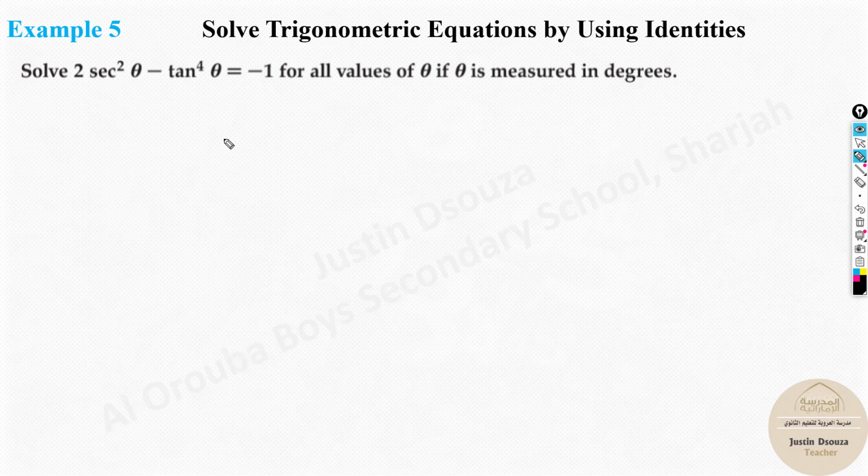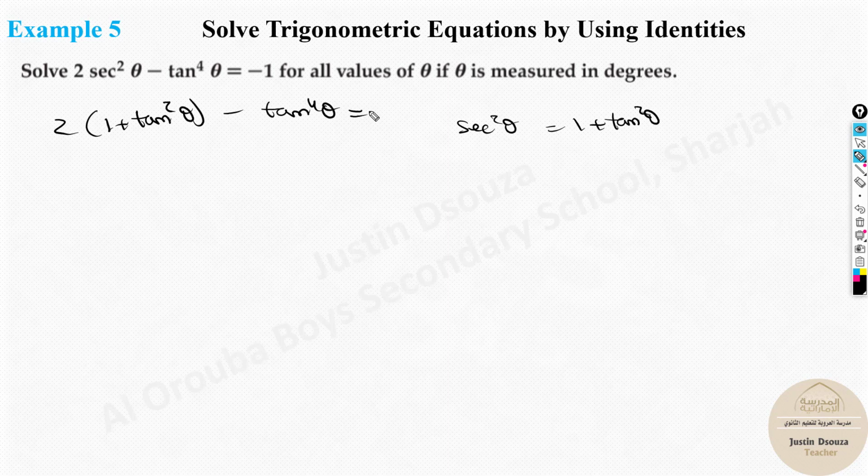Here we have another tricky sort of problem. We have secant square theta minus tan to the power 4 theta. The first thing you need to do, when you see secant theta, is convert this. This is a Pythagorean identity. We know secant square theta equals 1 plus tan square theta. Let's substitute this over here. Instead of secant square, you have 1 plus tan square theta, minus tan to the power 4 theta equals minus 1. Now multiply this over here: 2 plus 2 tan square theta minus tan to the power 4 theta equals minus 1.